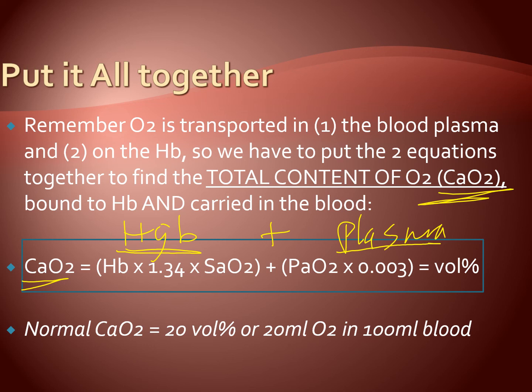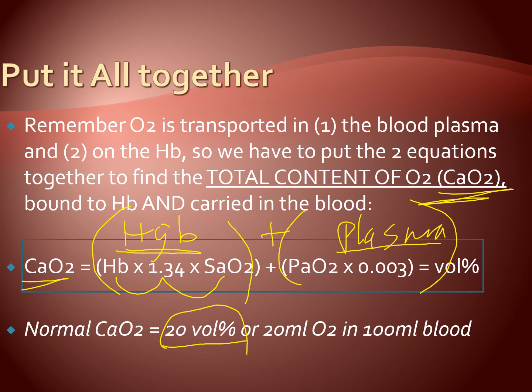So this is the equation. We take their hemoglobin times 1.34 times their saturation, remember in decimal form, and then add it to their PaO2 times 0.003. This is the CaO2 equation. And I encourage you, as I talked about, to keep a list of equations and write your normals next to them, with the units as well. A normal CaO2, a normal arterial oxygen content, is 20 volumes percent.